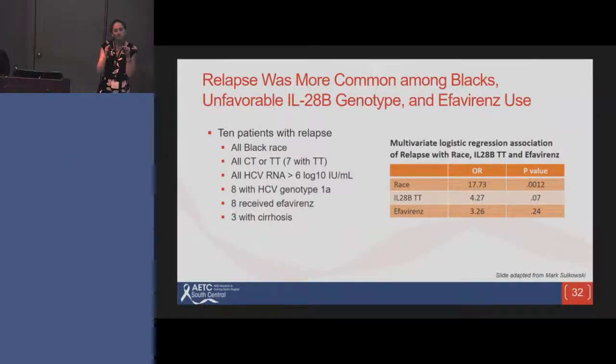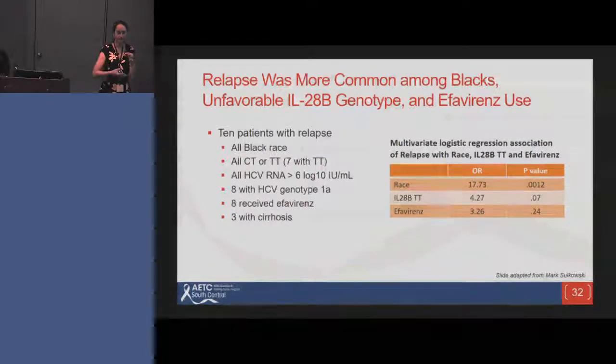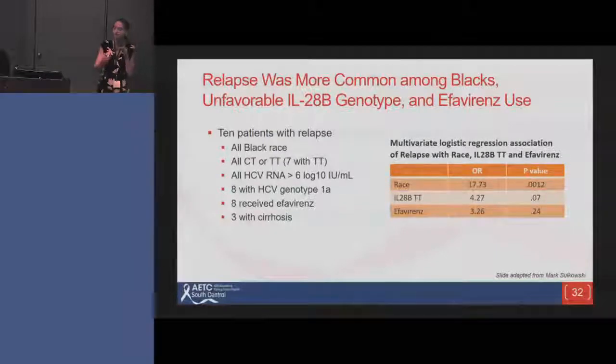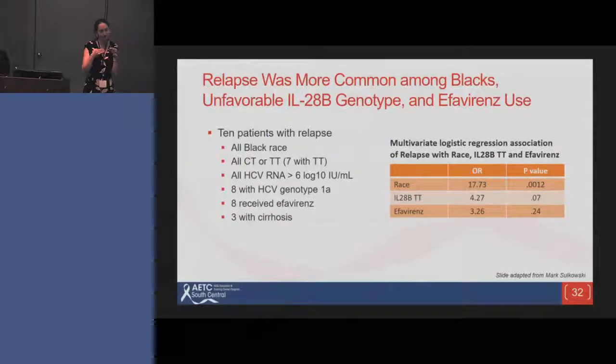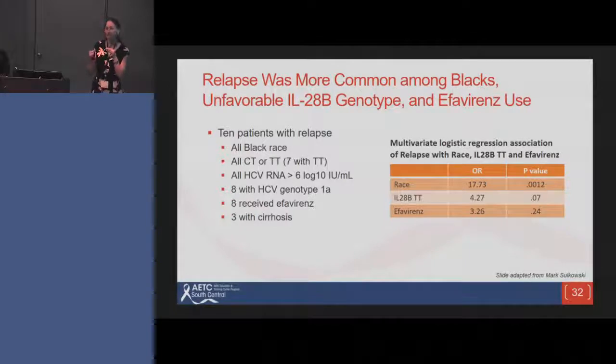So this is IL-28B, which is a relative of interferon. So we used interferon, which induces antiviral pathways, for a long time to treat hepatitis C. This is a relative of that. And so the fact that there is an unfavorable genotype suggests that the host immune system may be playing a little bit of a role in helping with sustained virologic response.